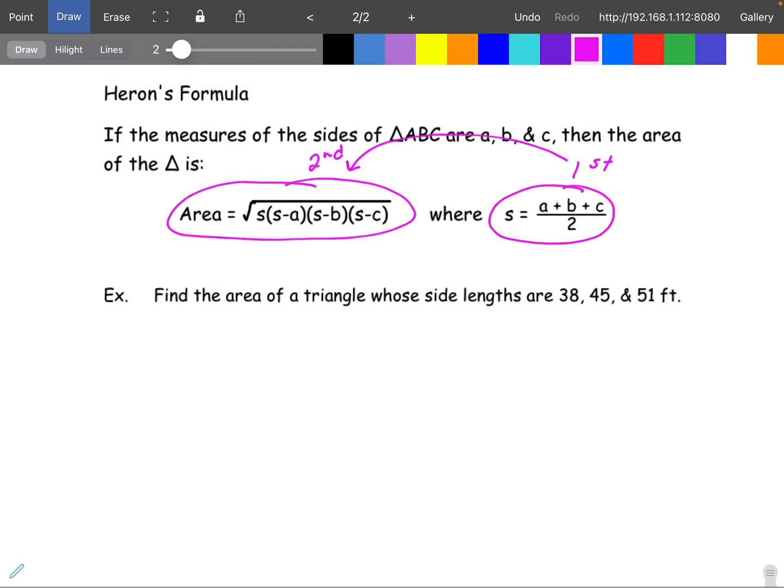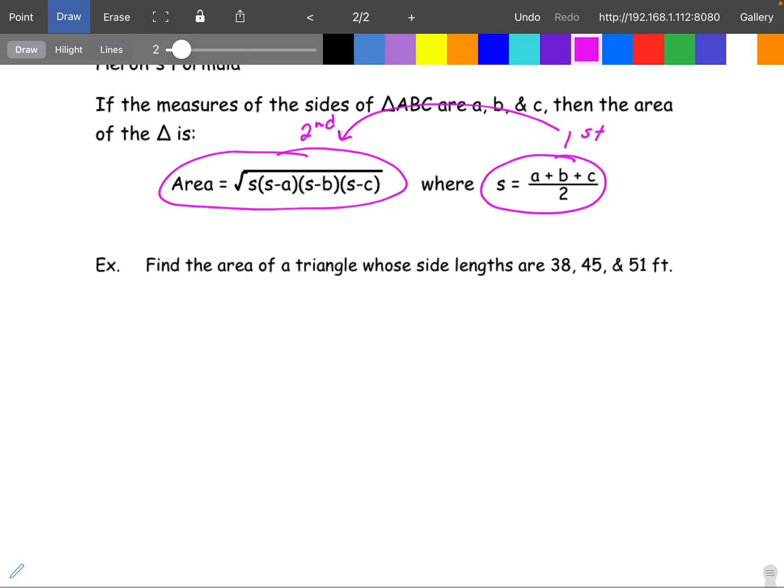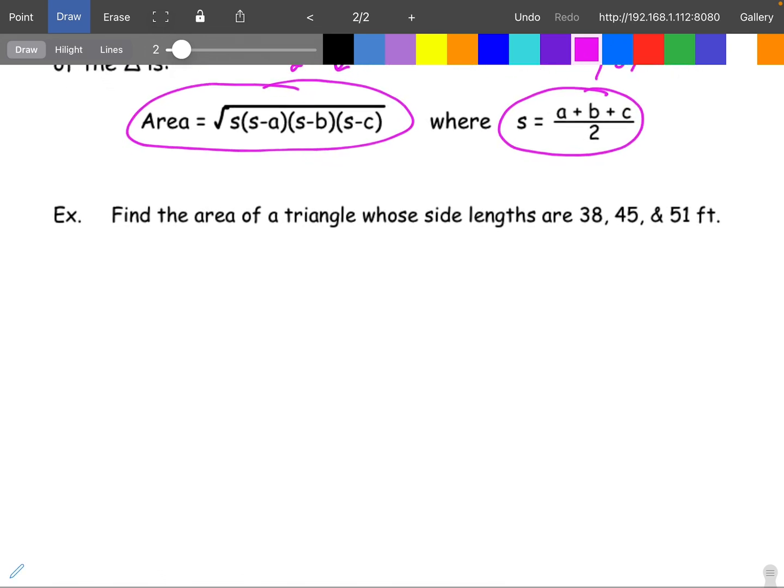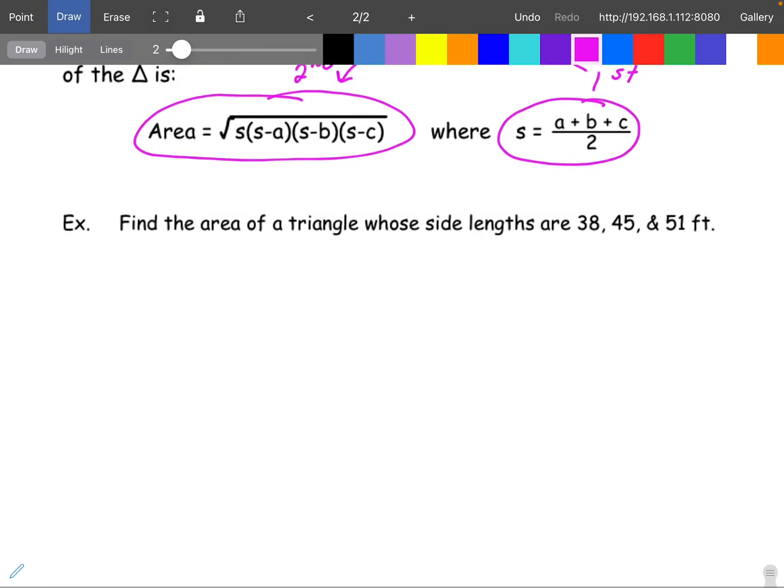So s is simply going to be the 3 sides added together and divided by 2. Not 3. It is a temptation to divide by 3 because we think we have 3 sides, let's divide by 3. But it's not an average. It's the 3 sides added together and divided by 2. Then you're going to take whatever that value comes out to be and plug it into the area formula. So it seems a lot worse than it is. So let's go ahead and take a look at this example.